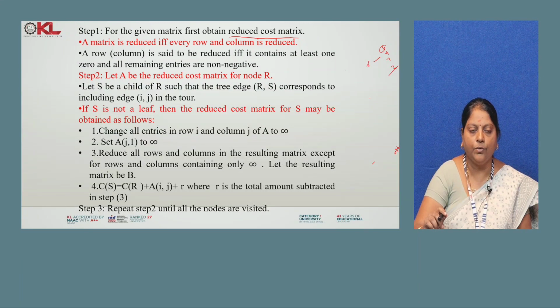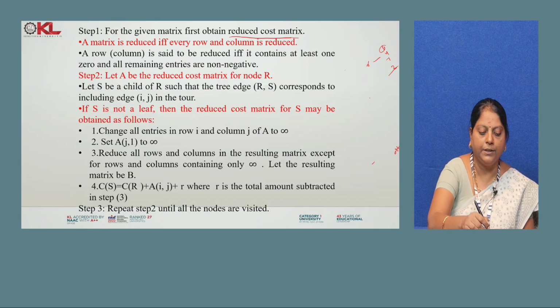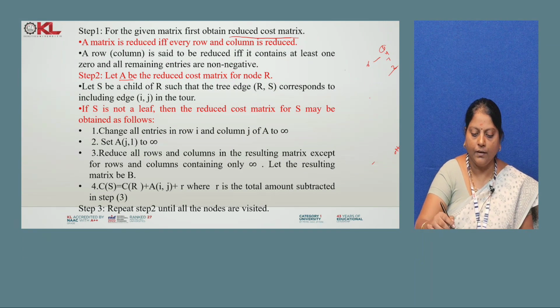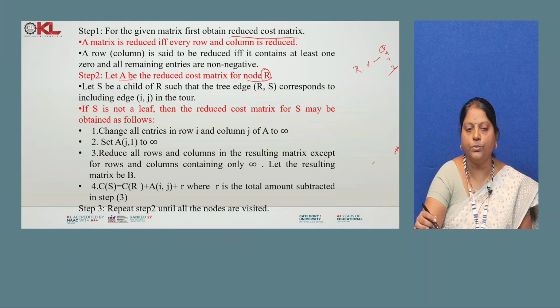In step 2, what do we get? We get the reduced cost matrix from step 1. That reduced cost matrix can be denoted with A. Let it be A. Then we have to take a node R. What is node R? This is the reduced cost matrix for the node R. R is called the root node.